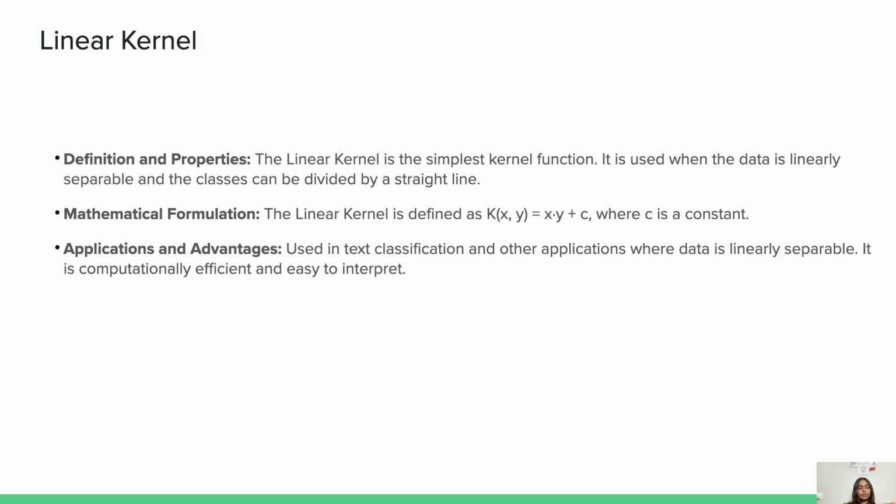Linear kernel. Definition and properties. The linear kernel is the simplest kernel function. It is used when the data is linearly separable and the classes can be divided by a straight line. Mathematical formulation. The linear kernel is defined as k(x, y) equals x·y plus c, where c is a constant. Application and advantage. Used in text classification and other applications where data is linearly separable. It is computationally efficient and easy to interpret.